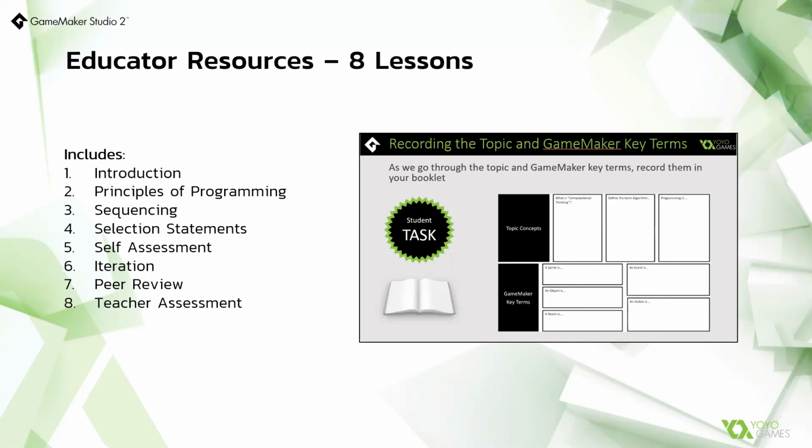Looking at what's covered in this list, number 3 there is sequencing, and that's ordering actions. Number 4 is selection statements, which are used to select which code is run under what circumstances. And number 6 is iteration, which is repeating sequences of code efficiently and how to do that within GameMaker.